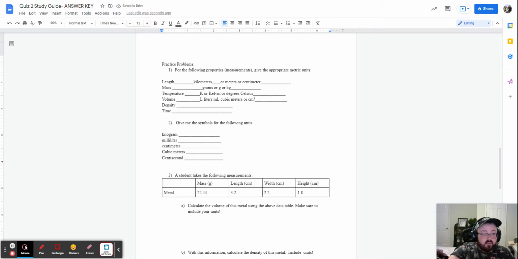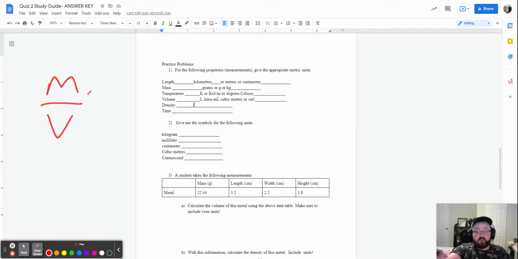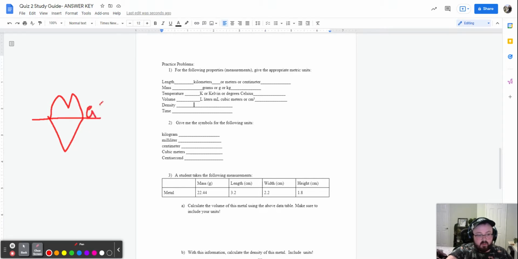All right. Density. So you should be knowing, mass over volume. Another way to remember this formula, now that I have it on my mind, is that this makes a heart. So if you take a heart like this and you cut it in half, your formula is mass over volume, right? Mass over volume.